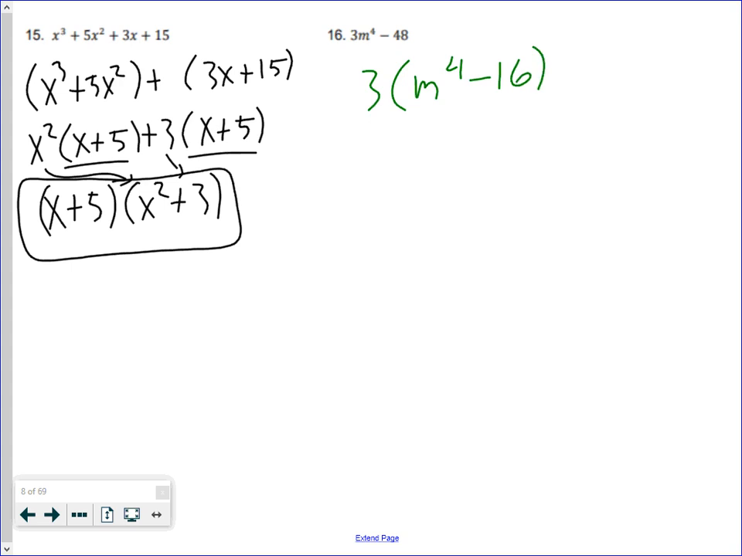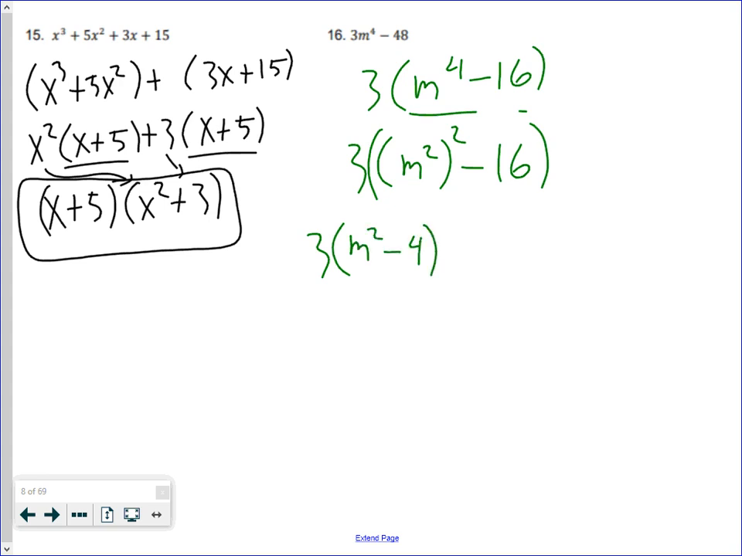And now we can see that m to the 4th minus 16 is a difference of squares. We can rewrite this as m squared all squared minus 16. And 16 is the same thing as 4 squared. So this ends up being m squared minus 4 times m squared plus 4. And then m squared minus 4, that's still a difference of squares, and we can rewrite that as m minus 2, m plus 2.